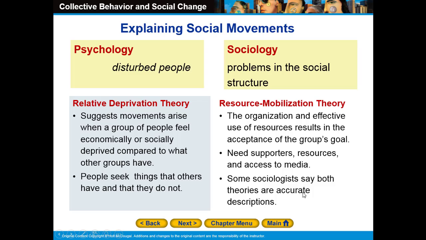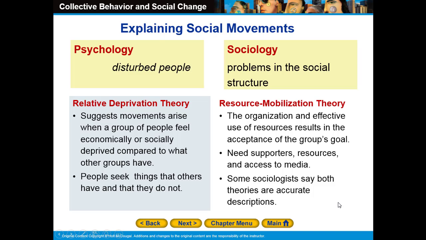But on the other hand, some sociologists say that both theories are accurate descriptions. Both of them are correct. By telling you that there are two explanations, two theories for the social movements, I do not mean that one of them is wrong and the other one is correct. Both of them are correct, but every single one is simply explaining it from its own perspective. So, for the explanation of the existence of the social movements, we have a psychological perspective and the sociological one. We have the relative deprivation theory and the resource mobilization theory. And with these two theories, our lesson comes to an end.